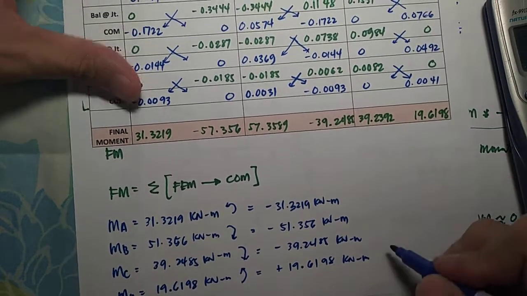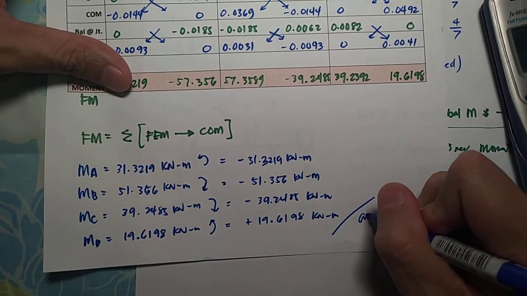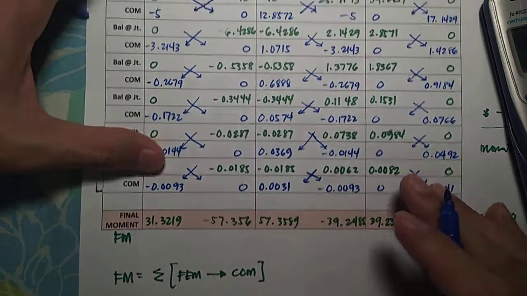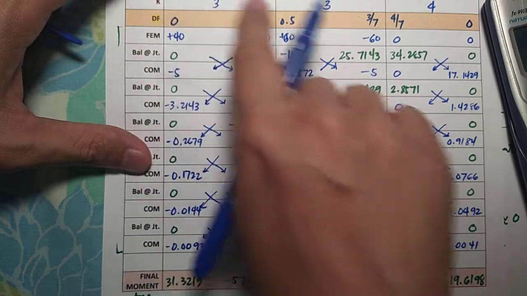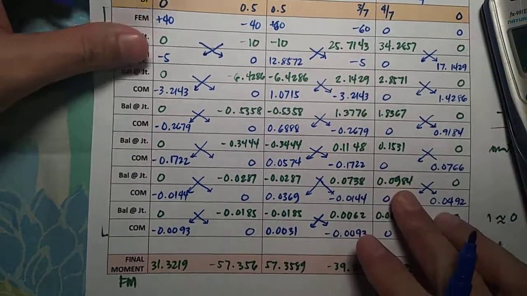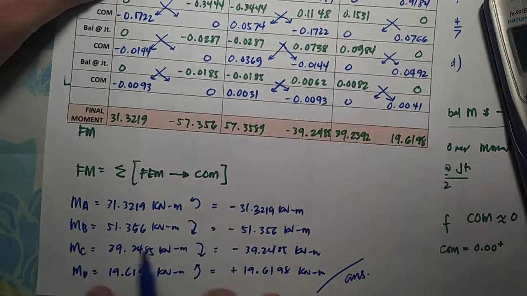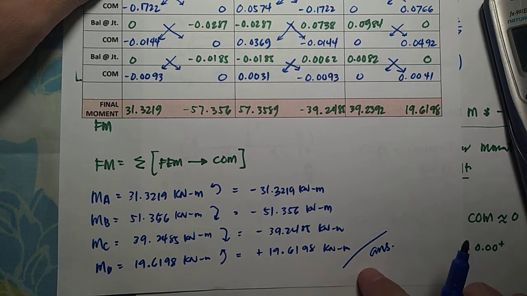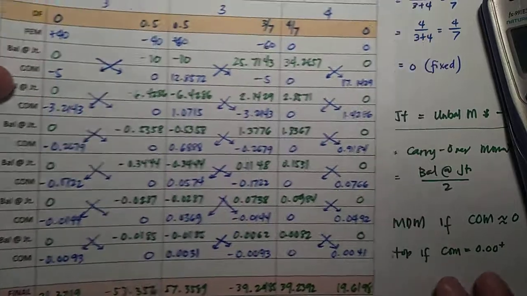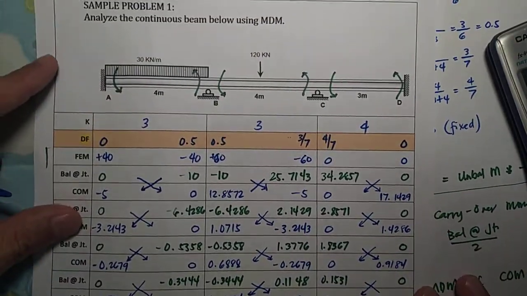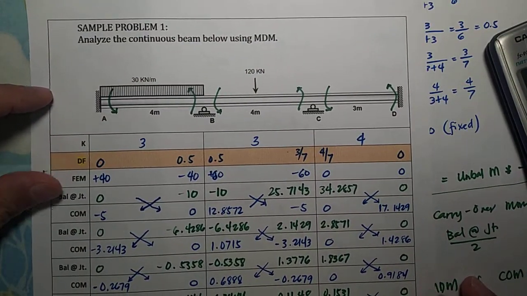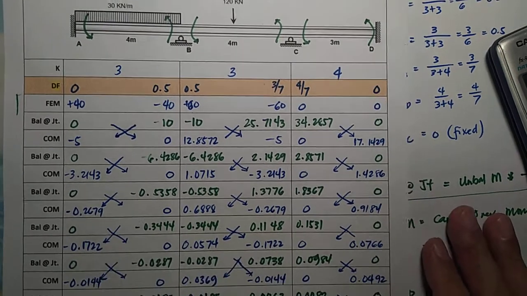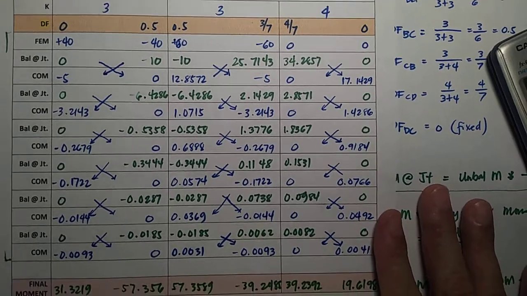These are now the moments at the supports. If you want to solve for the vertical reactions at the supports, you just apply statics. Once you have solved these moments, you can solve for the reactions. So this is my sample problem number 1 on MDM. I hope you have learned something about this. You could just ask questions if you have any. Thank you.